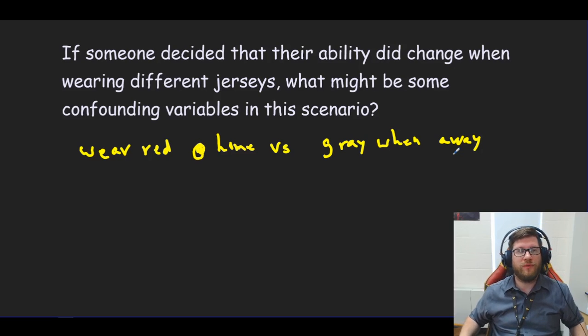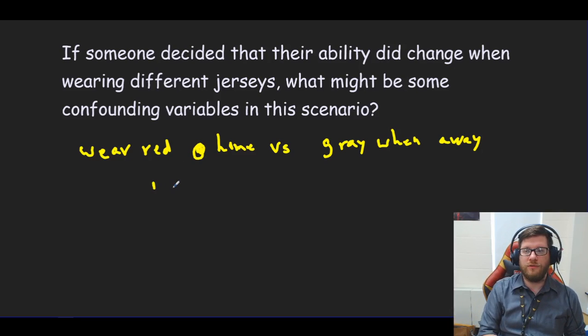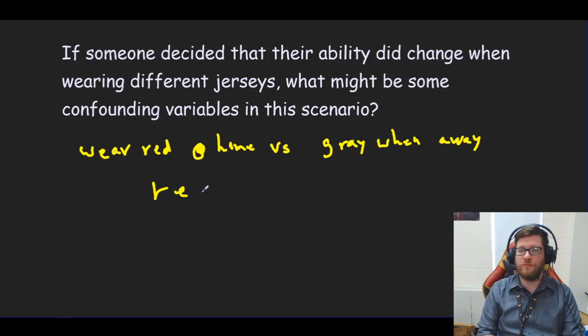So I want you to see if you can come up with your own confounding variables, and we'll go ahead and just put those in the Edpuzzle. So that's confounding variables and sort of an example of where they would live in a specific observation.